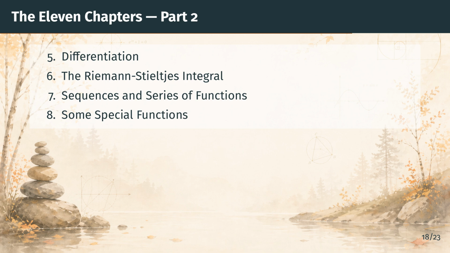Chapters 5 through 8 cover the core of single variable analysis. Chapter 5 is about differentiation, including the mean value theorem and Taylor's theorem. Chapter 6 develops the Riemann-Stieltjes integral, a flexible generalization of the ordinary Riemann integral. Chapter 7 studies what happens when you take limits of entire sequences of functions, introducing uniform convergence. Chapter 8 applies all of this to special functions like the exponential, logarithm, trigonometric functions, and the gamma function.